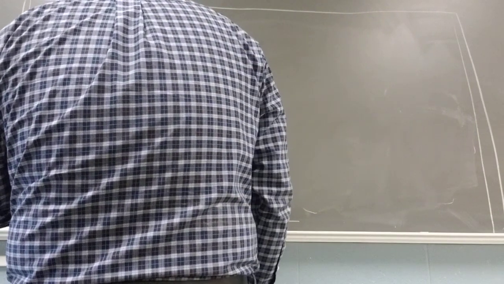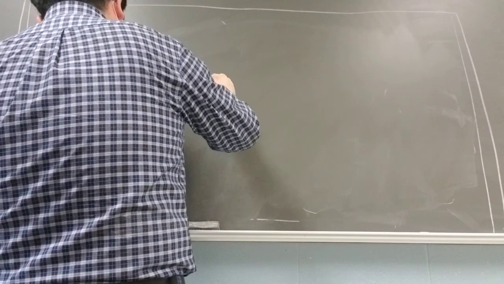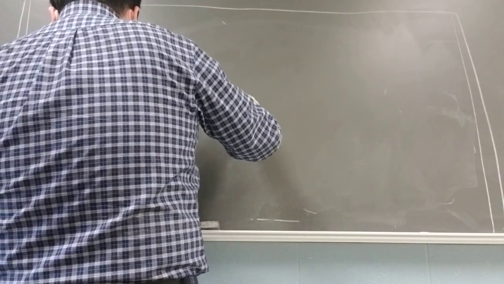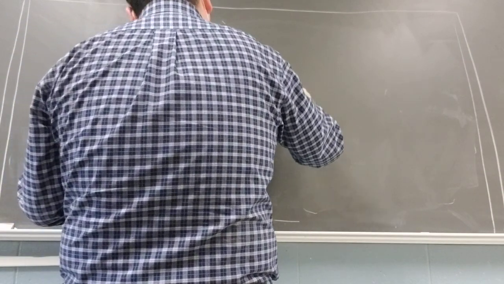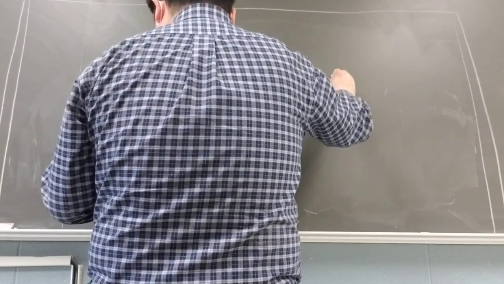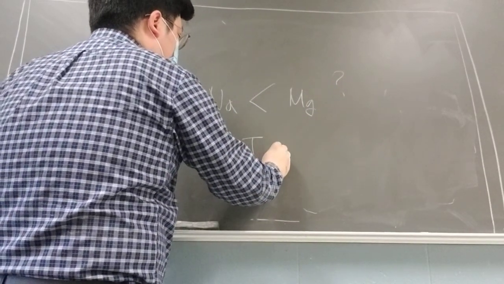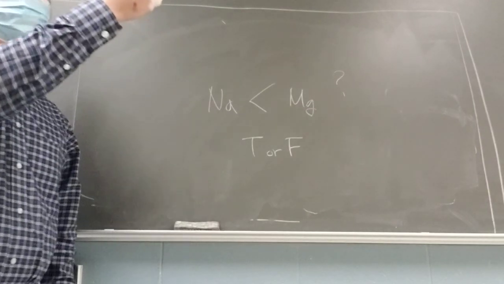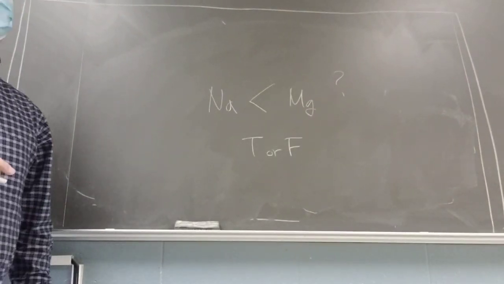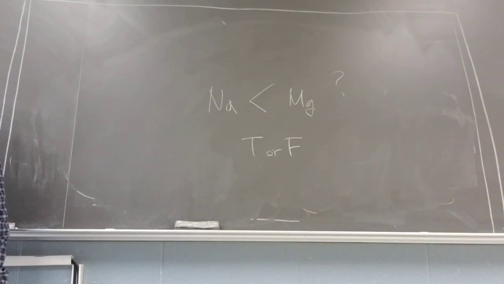Okay, then. All right. So how about this one? You have: sodium is bigger than magnesium in size. What do you guys think? True or false? Look at the periodic table and see what you can do.